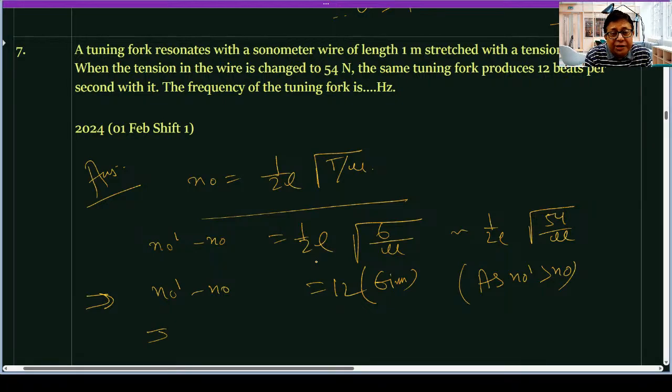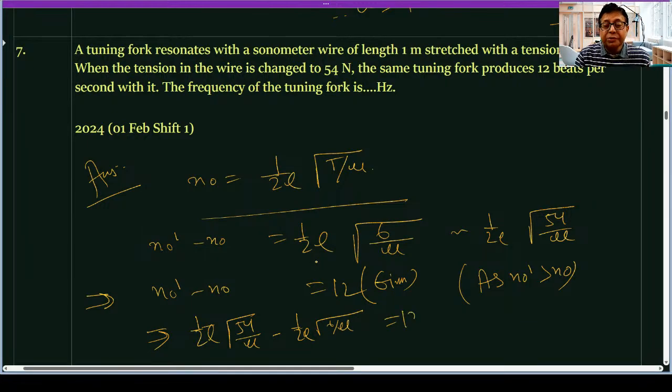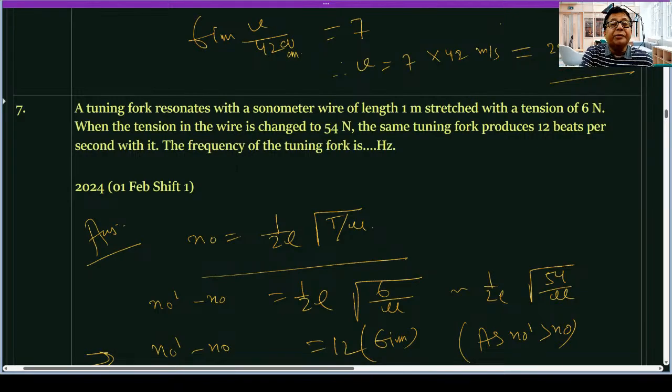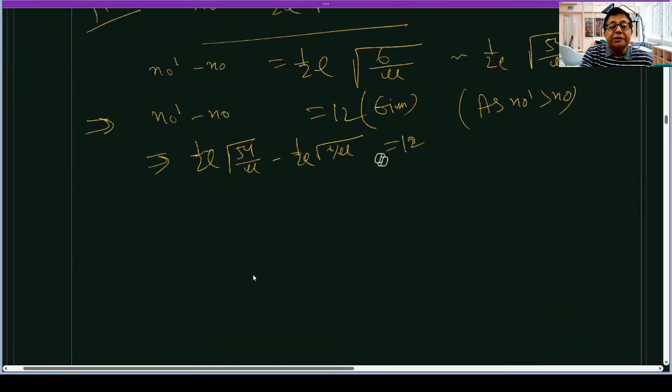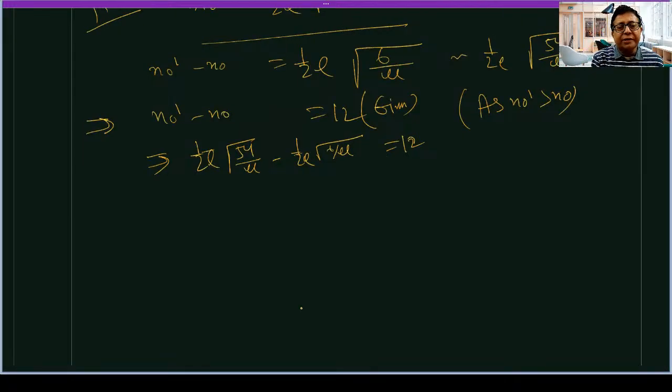Now put the values over there. N0 dash is this one: 1 by 2L root 54 by mu minus 1 by 2L root 6 by mu, equal to 12. They have asked you to find the initial frequency. This value they have asked you to find. We don't have to bring the instrument they are talking about. Just this is enough.